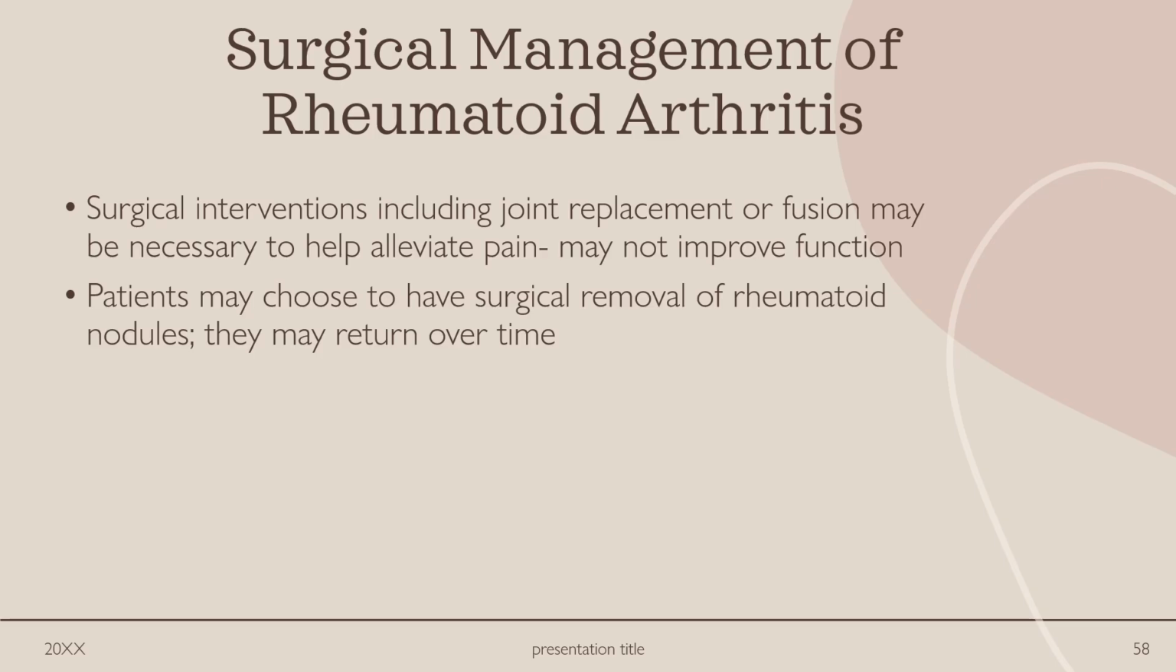Surgical management of rheumatoid arthritis. Surgical interventions include joint replacement or fusion that may be necessary to help alleviate pain. They may not improve function. Patients may choose to have surgical removal of rheumatoid nodules. However, they need to know that these nodules may return over time.